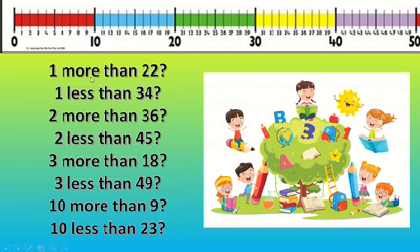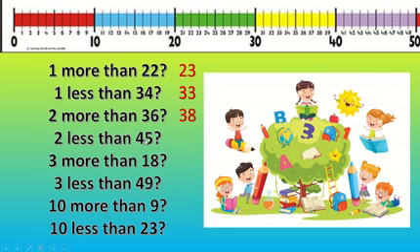Now, let's see if you can answer the following. What is 1 more? More is going to the right. 1 more than 22. We find 22, we go 1 more, it is 23. 1 less than 34, we find 34. Less means we go to the left, is 33. We find 34 and we take 1 step to the left, 33. What is 2 more than 36? We find 36, we take 2 steps to the right, it is 38.